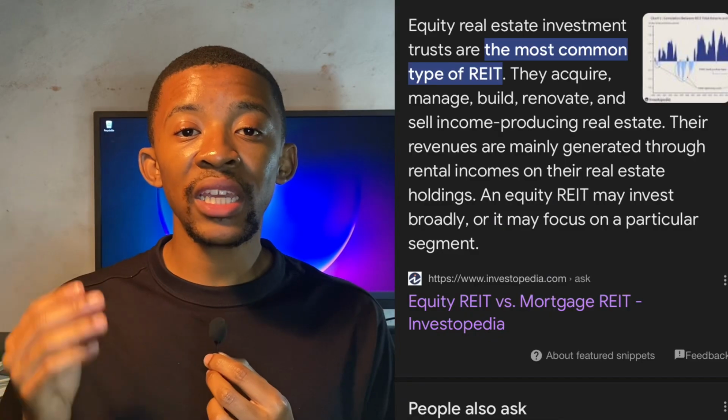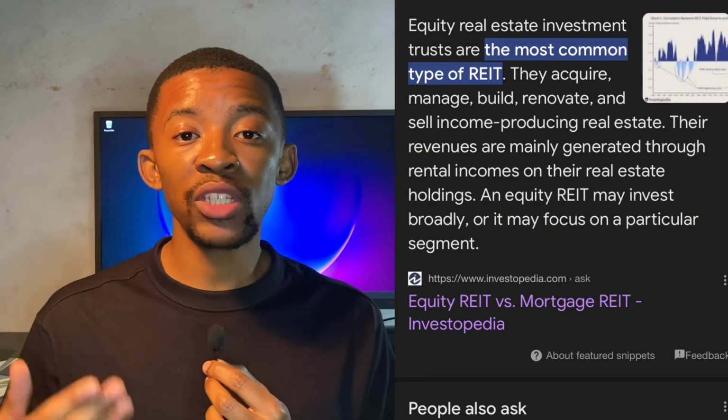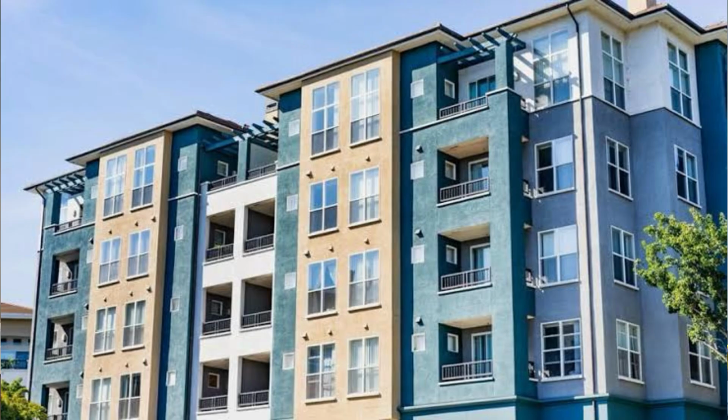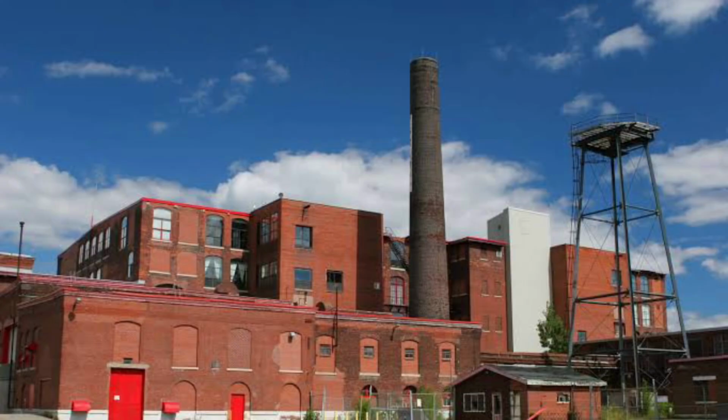Equity REITs invest primarily in income-producing properties such as office buildings, shopping centers, apartments, hotels, and industrial facilities. They generate revenue mainly through rental income from their tenants who lease spaces within their properties. Investors in equity REITs typically receive dividends derived from the rental income collected from their property holdings. Equity REITs may also benefit from potential capital appreciation of their properties over time.